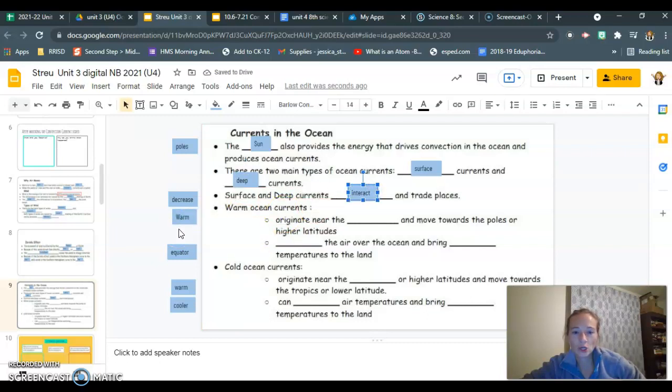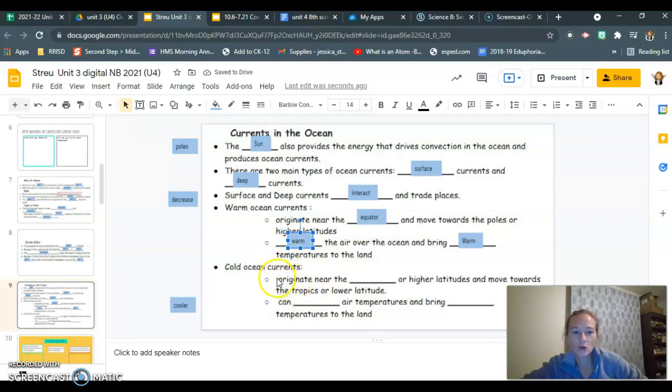Warm ocean currents originate near the, what do you think? You got some options over here. I bet you know. If it's warm, they originate near the equator, and they move towards the poles or higher latitudes. Warm air over the ocean brings warm temperature to the lands. What's happening right there? Oh, the ocean currents warm the air and bring warm temperatures to the land.